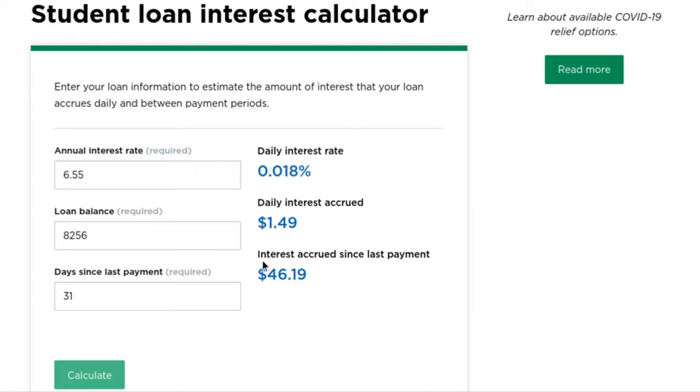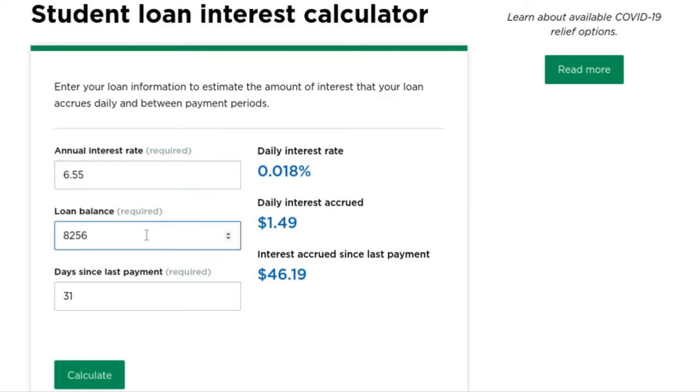So what my interest is for that month is $46.19. And I have a daily interest rate of $1.49. So that lets me know about what I'm being charged per day in interest for this particular loan.